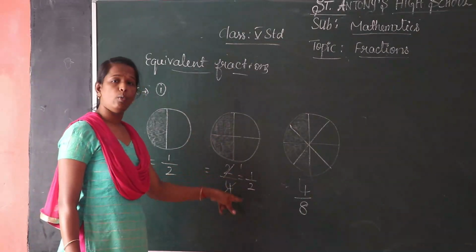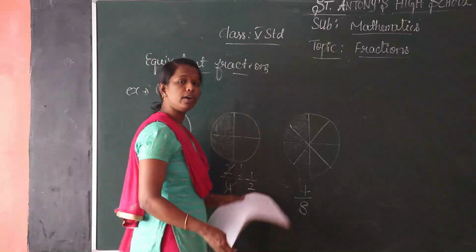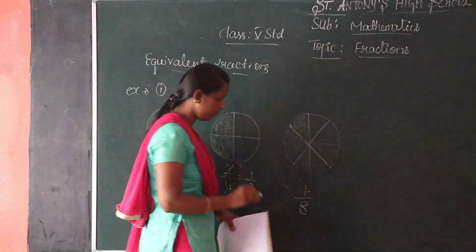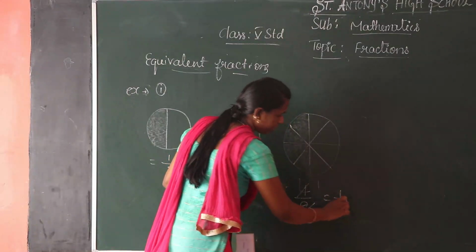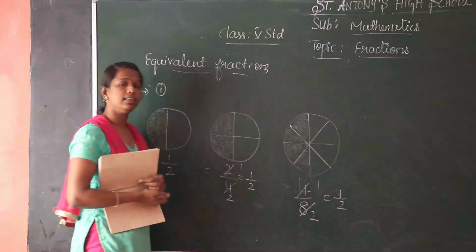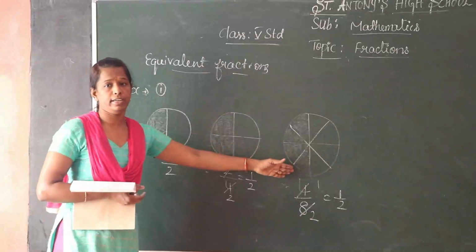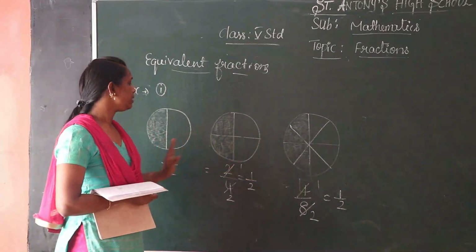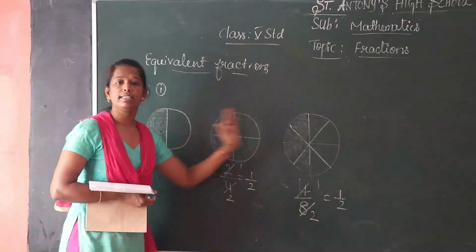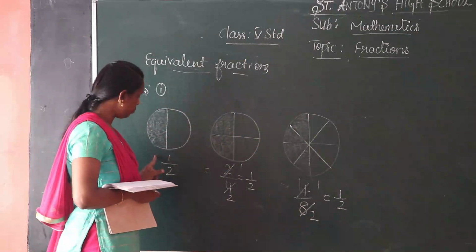So the answer is 1 by 2. Here also, out of 8 parts, the shaded part is 4. So 4 1s are 4, 2 4s are 8. So the shaded part is half, which means we can shade half the part here. Here the shaded part is half only. When compared across these 3 figures, the answer is 1 by 2.